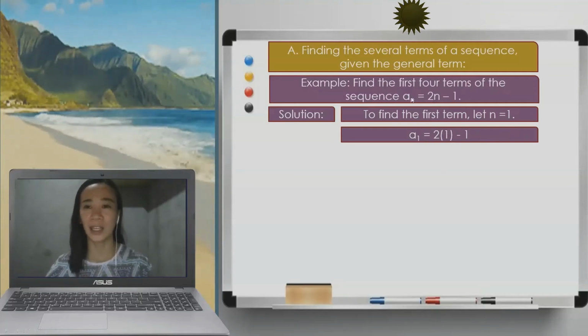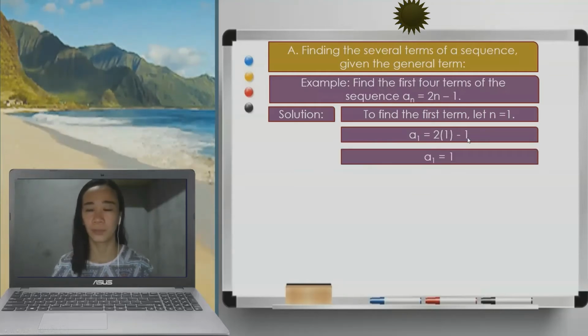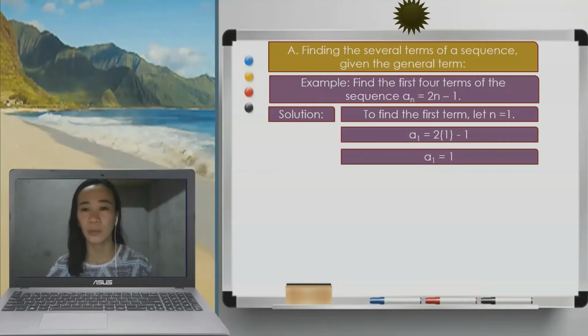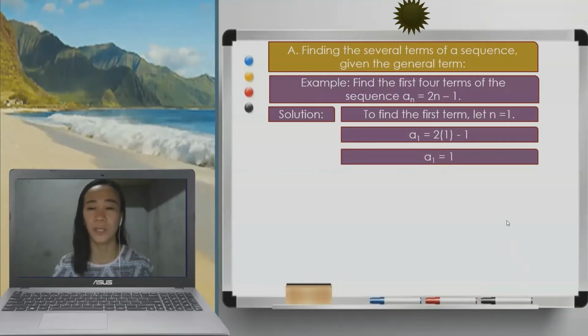Since our n here is 1, then our a sub n becomes a sub 1, and our 2 times n becomes 2 times 1, then minus 1. Then 2 times 1 is equal to 2, minus 1 is 1. Then it means our first term, or a sub 1, is equal to 1.